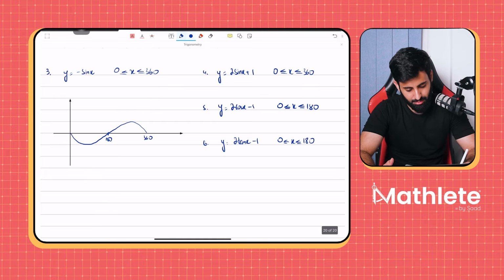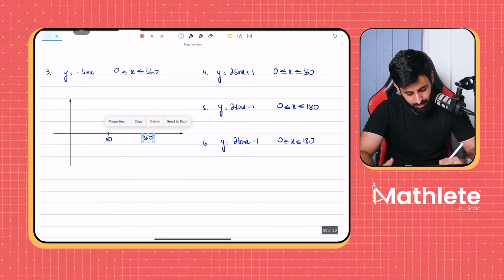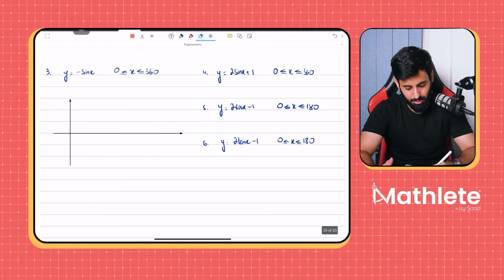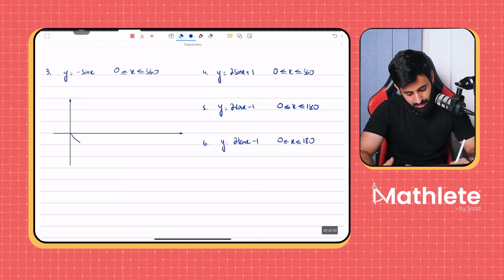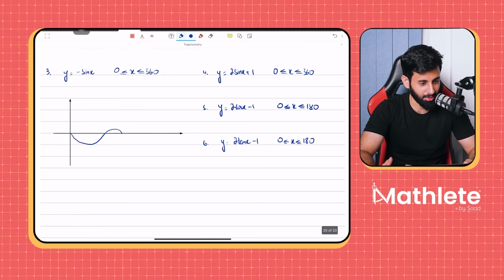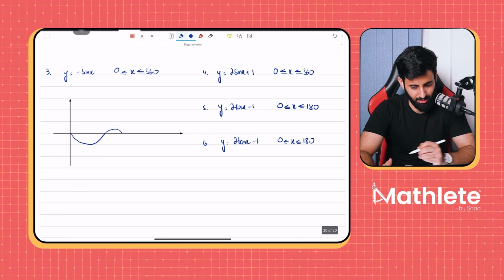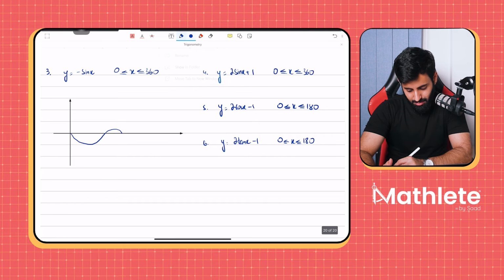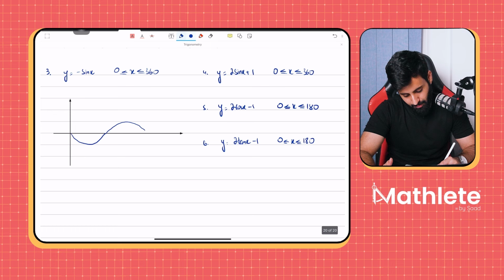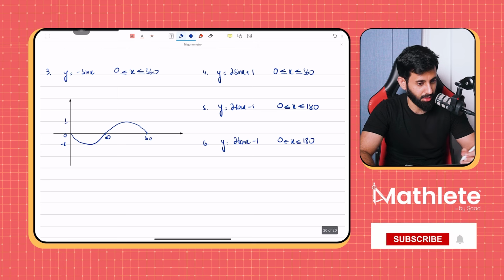Let me show you an unacceptable version. Let's say this is 0 to 180, and then you realize you've run out of space, and then you call this 360. This obviously doesn't make sense. Let me just fix this. So here 0, minus 1, 1, 180, 360.